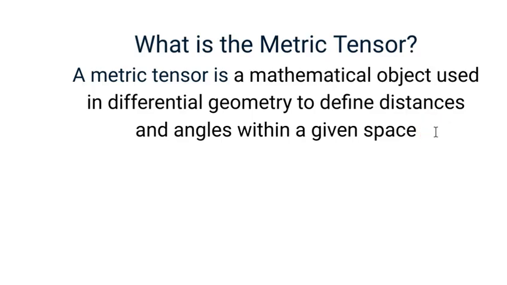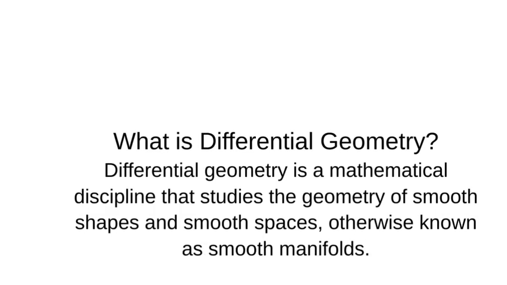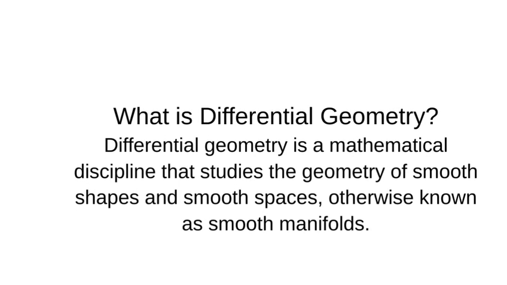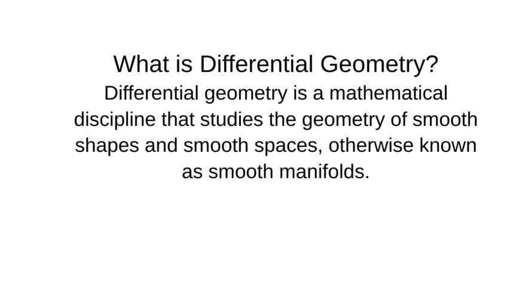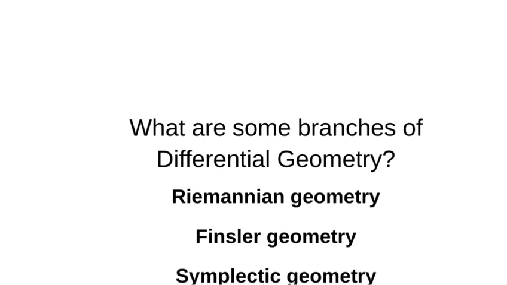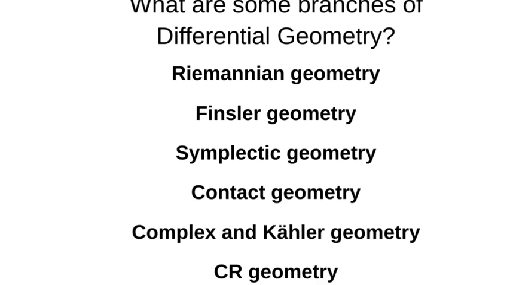The metric tensor is a mathematical object used in differential geometry to define distances and angles within a given space. Okay, well, that's good, but what is differential geometry? Differential geometry is a mathematical discipline that studies the geometry of smooth shapes and smooth spaces, otherwise known as smooth manifolds. All right, we got that. What are some of the branches of differential geometry? Well, here's some: Riemannian geometry and all the rest of these. I don't know what they are.